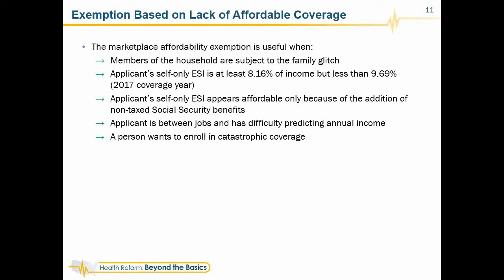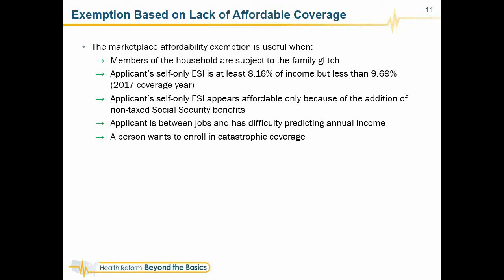Also, if the person falls into that gap where their coverage costs more than 8.16% of income but less than 9.69% of income, it's a pretty narrow gap, but I'm sure there are many people who fall into it. Also, if you have someone whose insurance looks affordable only because someone in their family has non-tax Social Security benefits, since the definition of income is different under the two calculations, it's worth considering them for exemption.